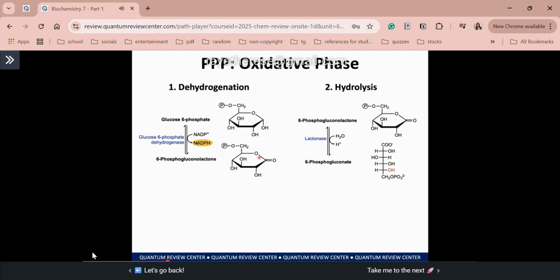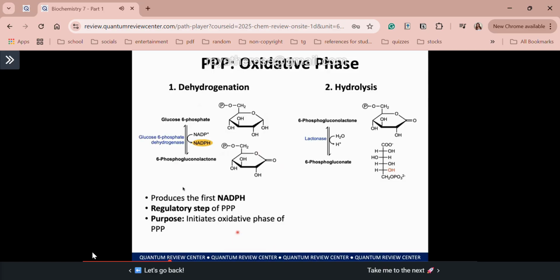Check the structure. Again, it is an oxidation reaction. And here, the change in the structure is the introduction of a carbonyl group in the ring of your glucose. Alright, so again, this reaction produces the first NADPH. Again, this is the regulatory step or the committed step of the pentose phosphate pathway. And lastly, again, its purpose mainly is to initiate or start the oxidative phase of PPP.